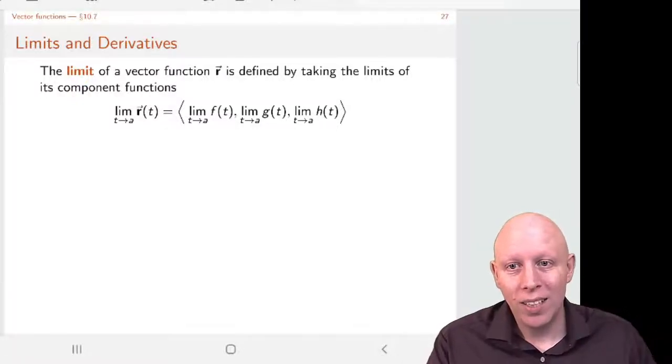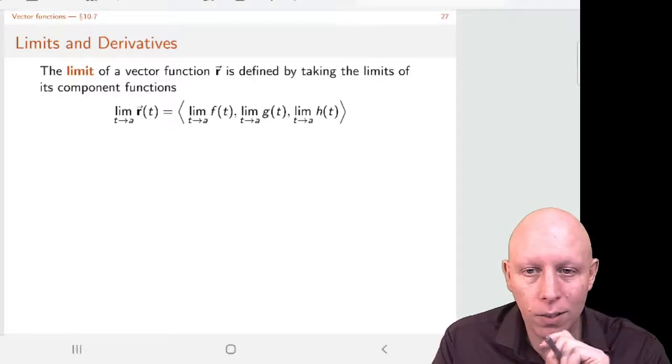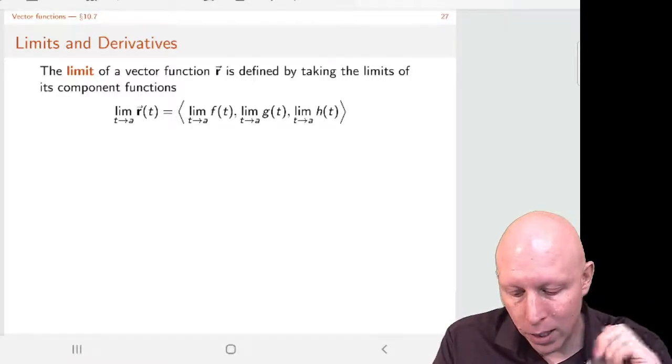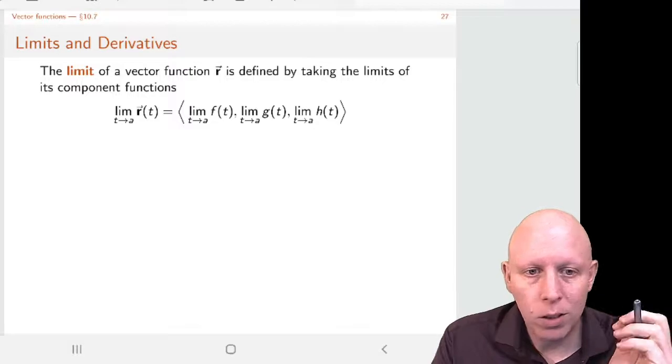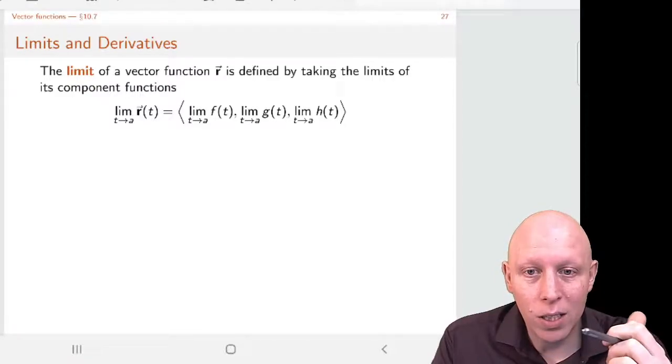Hey there, welcome back. It's time to do some calculus on vector functions. All right, so in order to do some calculus, we'll need the concept of a limit.